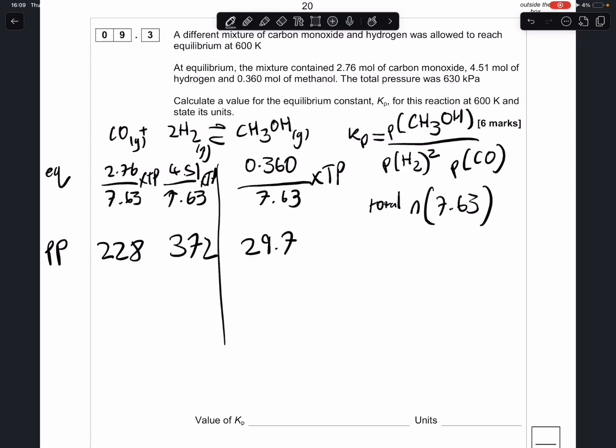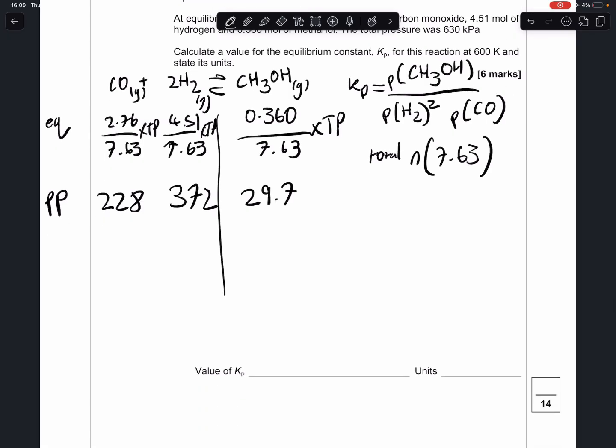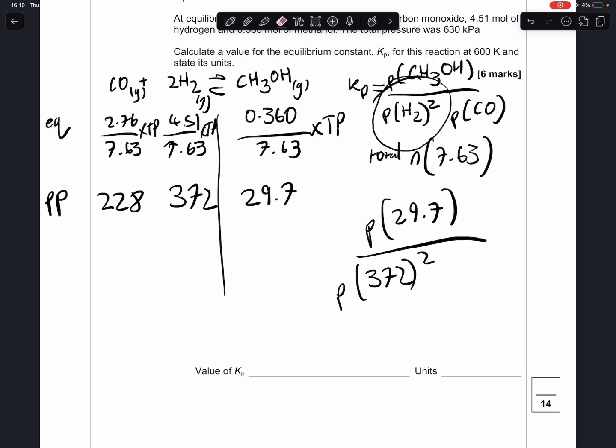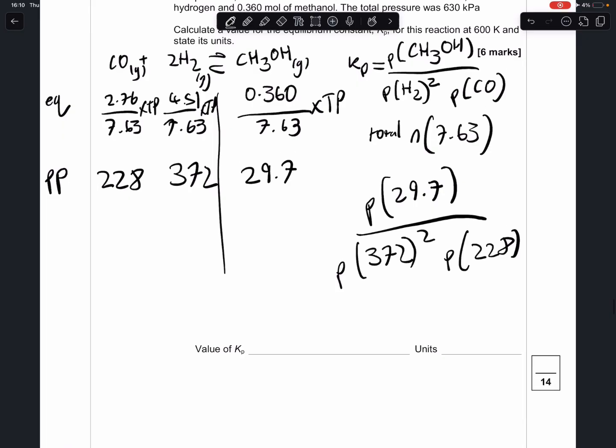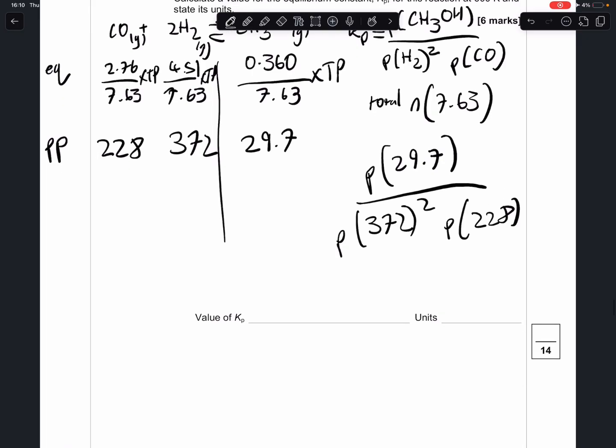29.7. So there we go, we have our partial pressures of each gas now, and we can put them into our Kp equation. So if we put 29.7 divided by our 372, but it's squared because it's our partial pressure of hydrogen squared, because we have 2 moles here, as we wrote out here, and that is also going to be multiplied by 228. So if you put that into your calculator, you will get a Kp value of 9.4 times 10 to the negative 7.